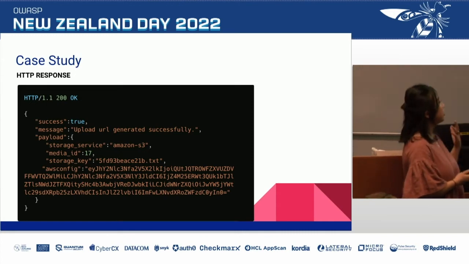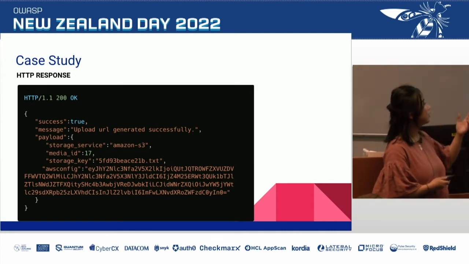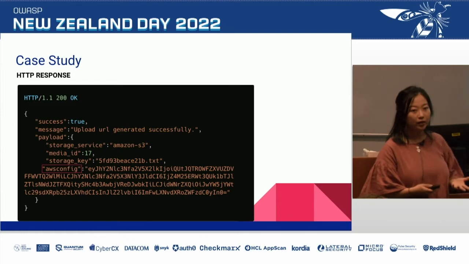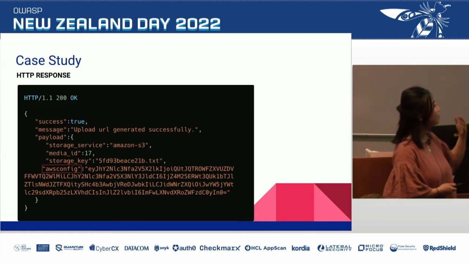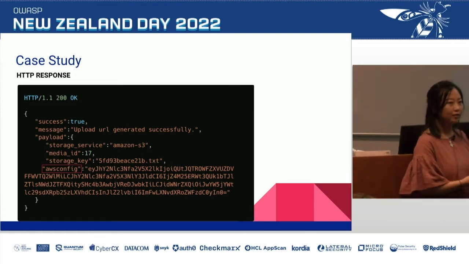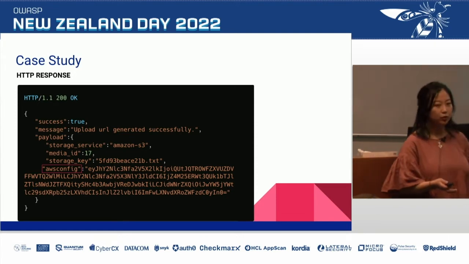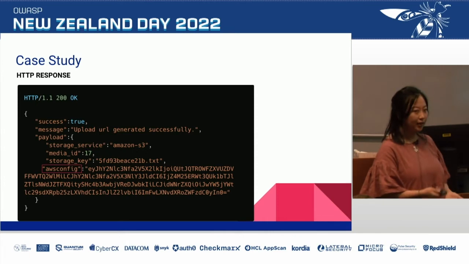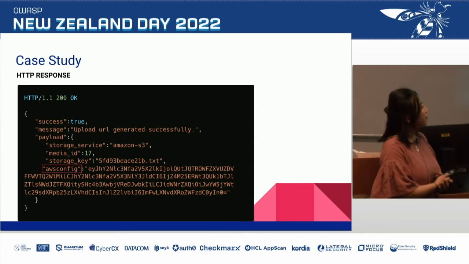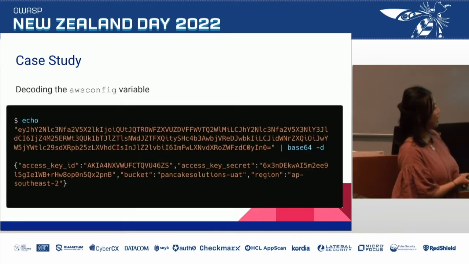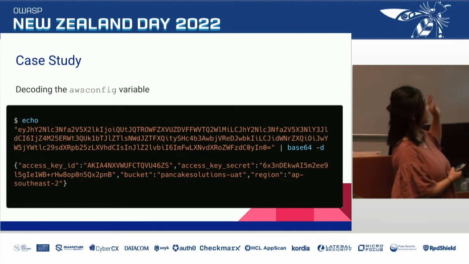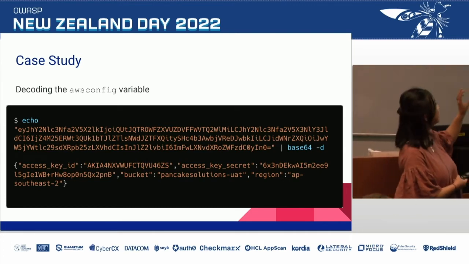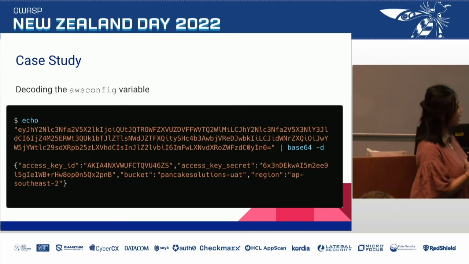But there's a very interesting variable, right? I was immediately drawn to this AWS config variable, a base64 encoded string. Base64 is basically just a way of encoding something into something else, and it's completely reversible as well. So let's try to decode that. It turns out it's actually a JSON string of something called access key ID and access key secret.